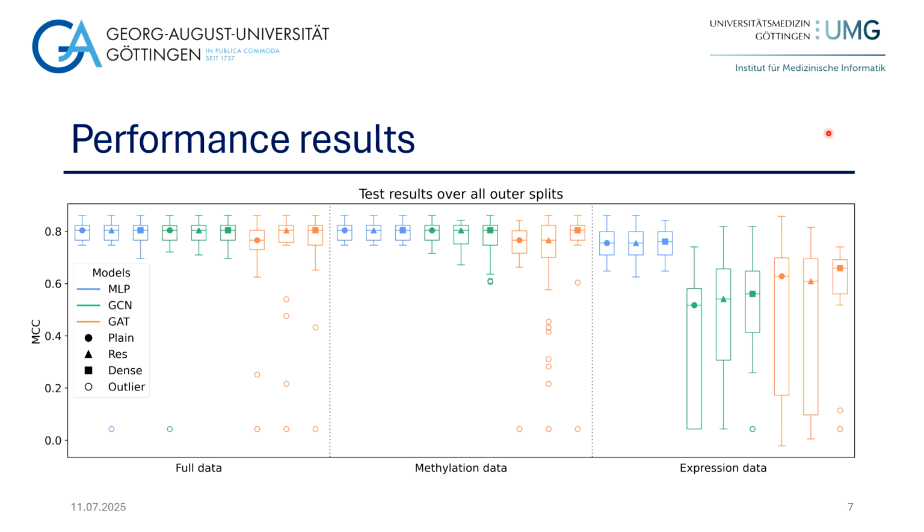Here you can see the performance results of all the 27 models in terms of MCC, Matthews Correlation Coefficient. On the left side, you see the results for the models trained on the full data. In the middle, the models trained on the methylation data. On the right, only on the expression data. The blue models are the MLP models, the green the GCN, and the orange the GAT, where the different shapes indicate the different model variants, meaning the plain, the res, or the dense variant.